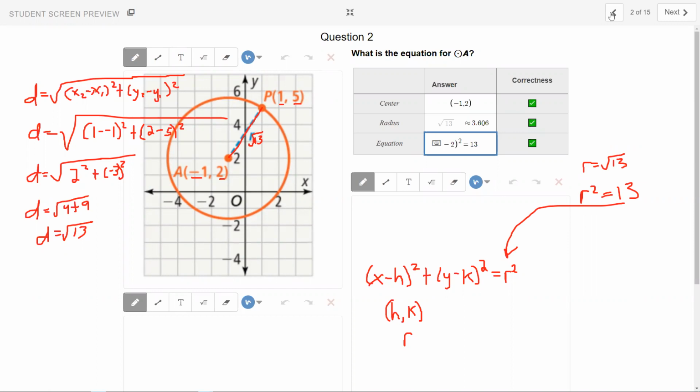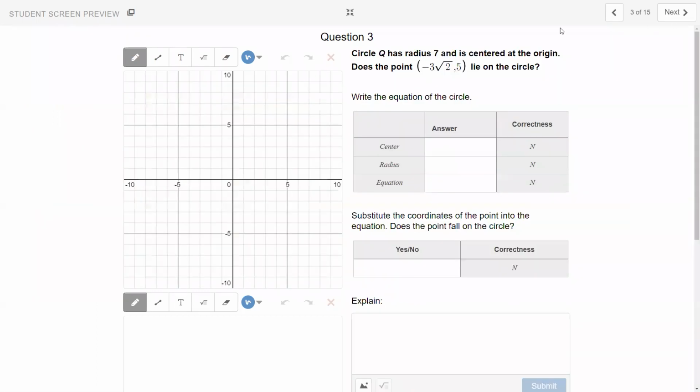All right, number 3. Okay, we have a circle. Radius 7 is centered at the origin. Does the point negative 3 square root of 2, 5 lie on the circle? Well, in order to do that, we need to substitute that coordinate into the equation and see if the equation is true or false. If it's true, then that point is on the circle. If it's false, then that point is not on the circle.